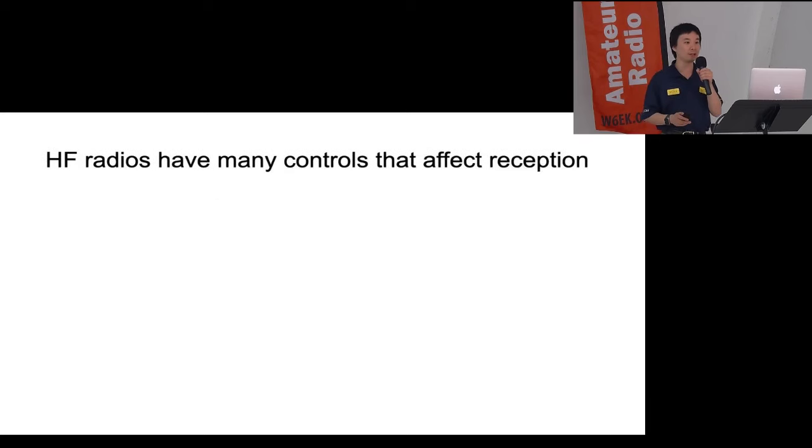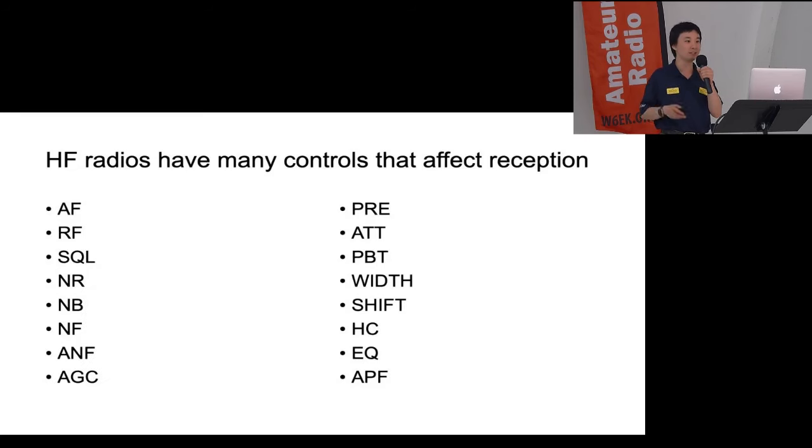So HF radios have many controls that affect reception. And if you look at the front panel of your radio, you're going to see a lot of acronyms. Here are a couple. How many of you, I mean, AF, RF, everyone probably knows that, but some of the more esoteric functions, how many of you have used it? How many of you know what it does? How many of you know when and why to use it?